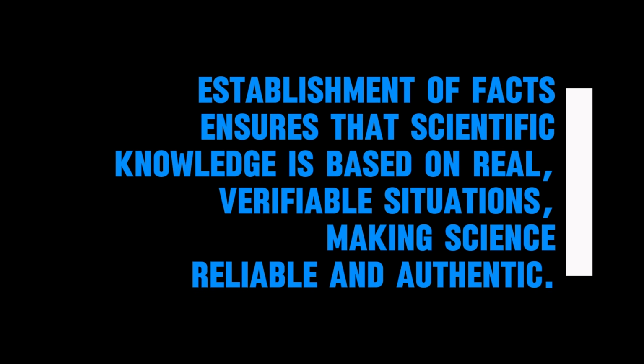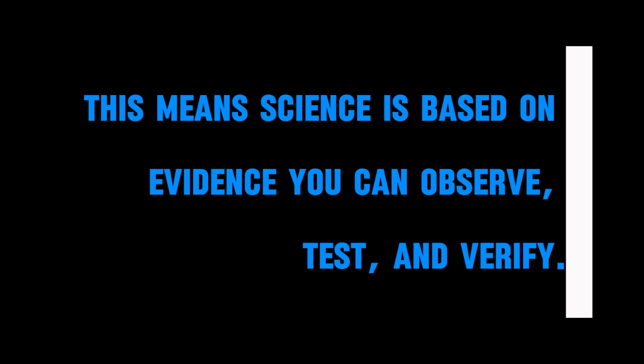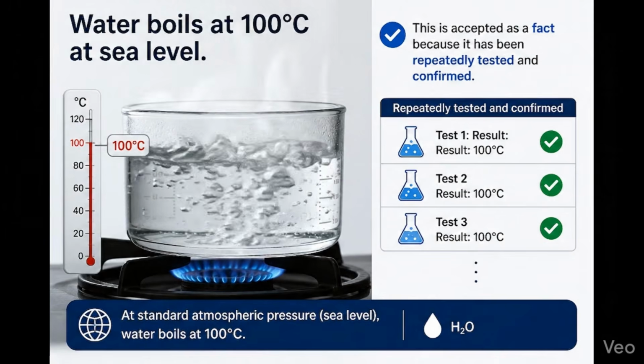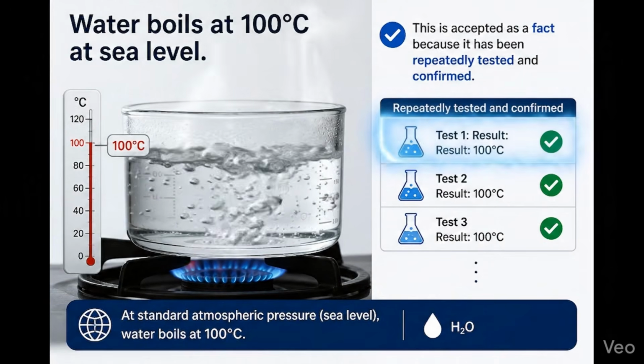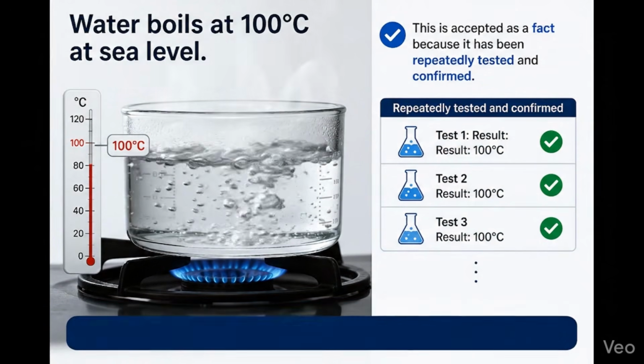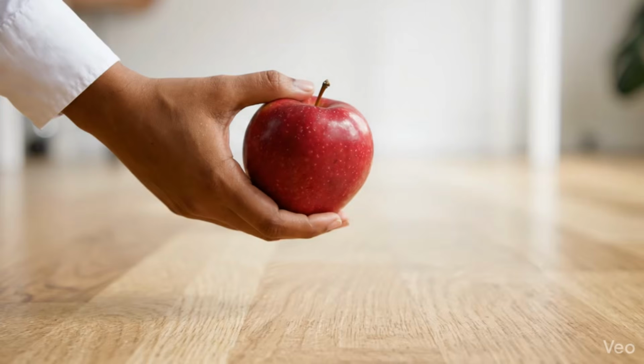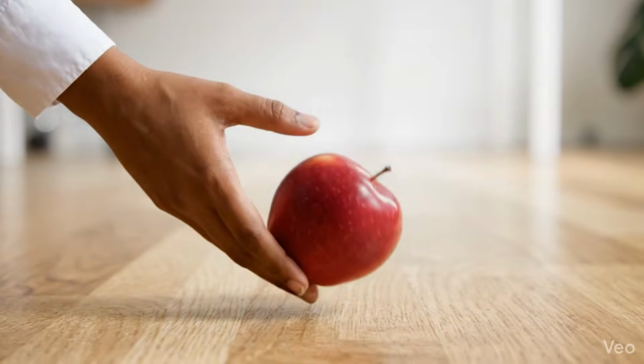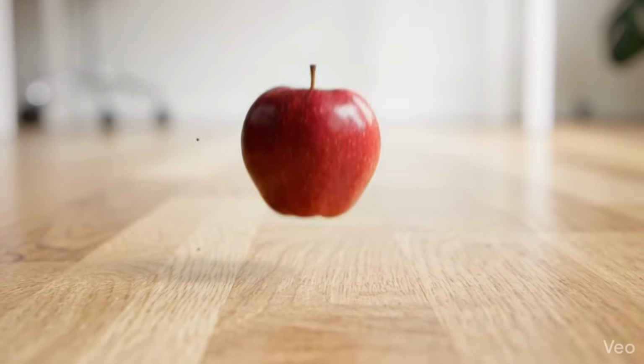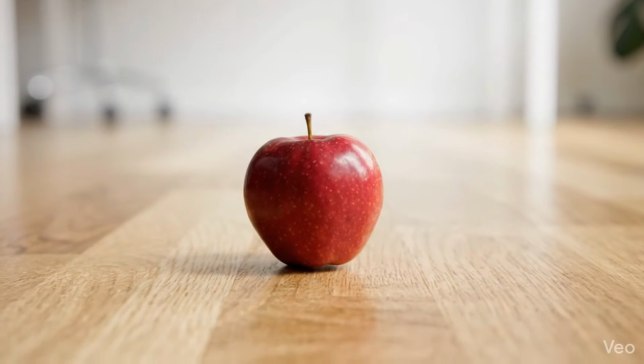Establishment of facts ensures that scientific knowledge is based on real, verifiable situations, making science reliable and authentic. This means science is based on evidence you can observe, test, and verify. Example: water boils at 100 degrees Celsius at sea level. This is accepted as a fact because it has been repeatedly tested and confirmed. Another example: if you drop an object, it falls to the ground. This is observable and repeatable. Facts make science reliable and trustworthy.